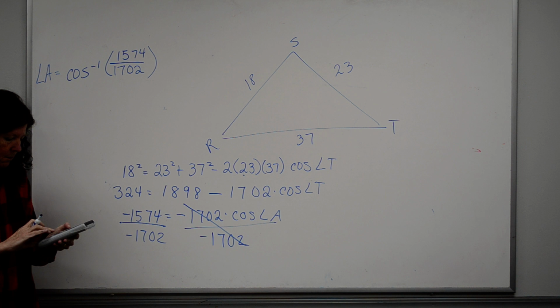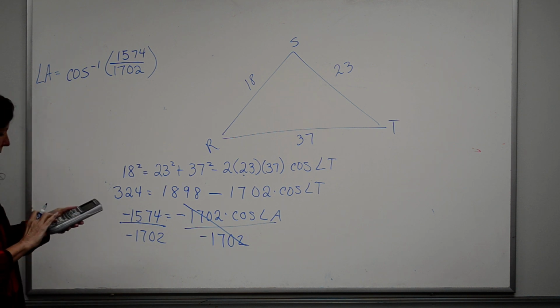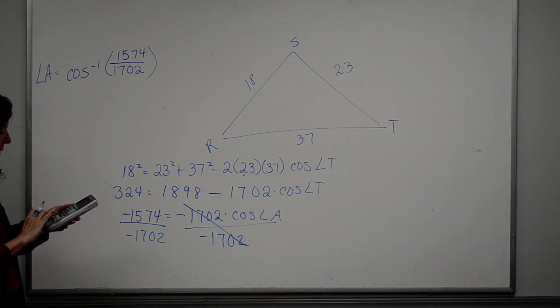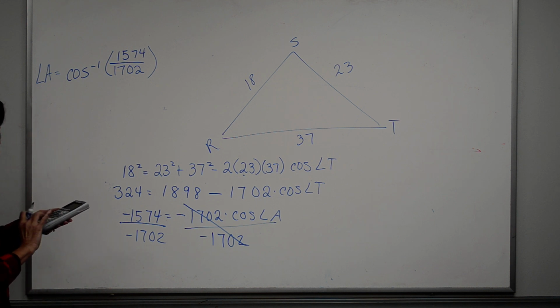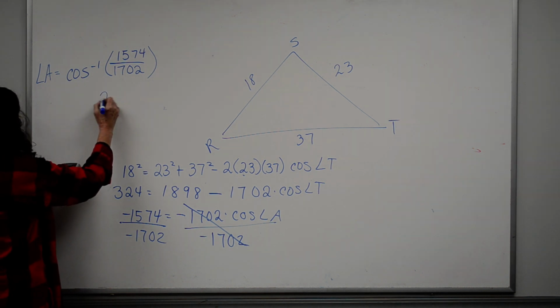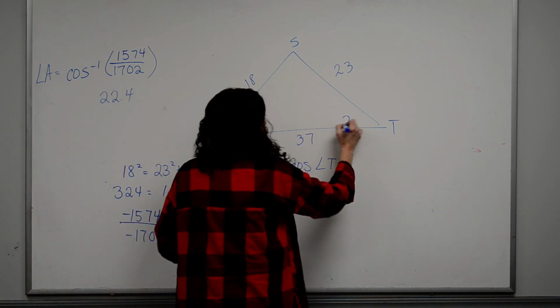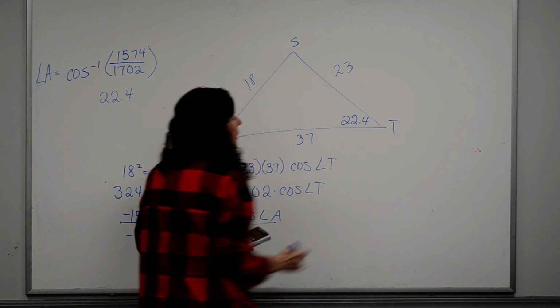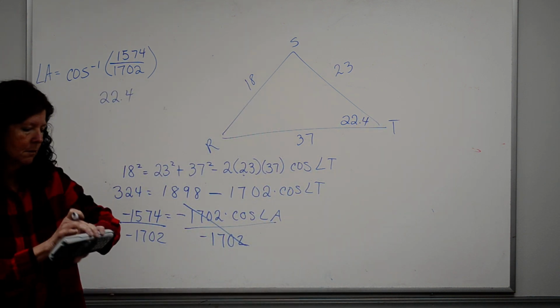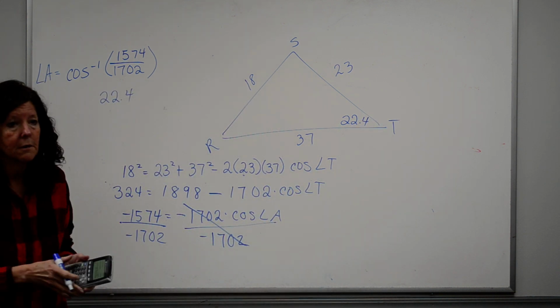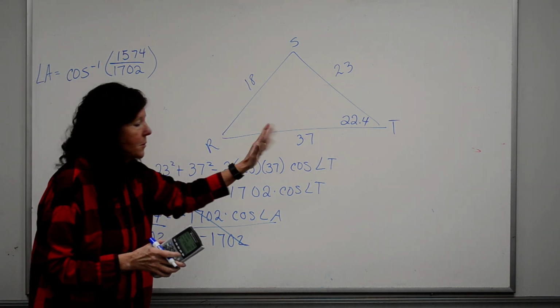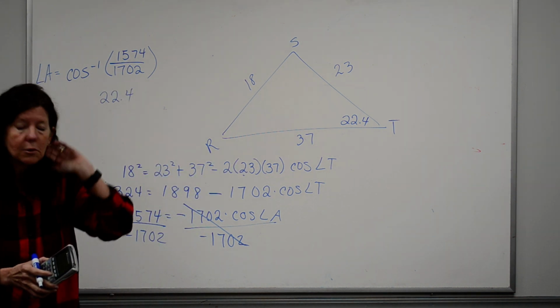Okay, you with me? Okay, so inverse cosine 1,574 divided by 1,702 is gonna give me 22.4. All right? Now, what would you do to find the rest of it? Sine. I would use law of sines. Okay, so then you proceed from that point to use law of sines.